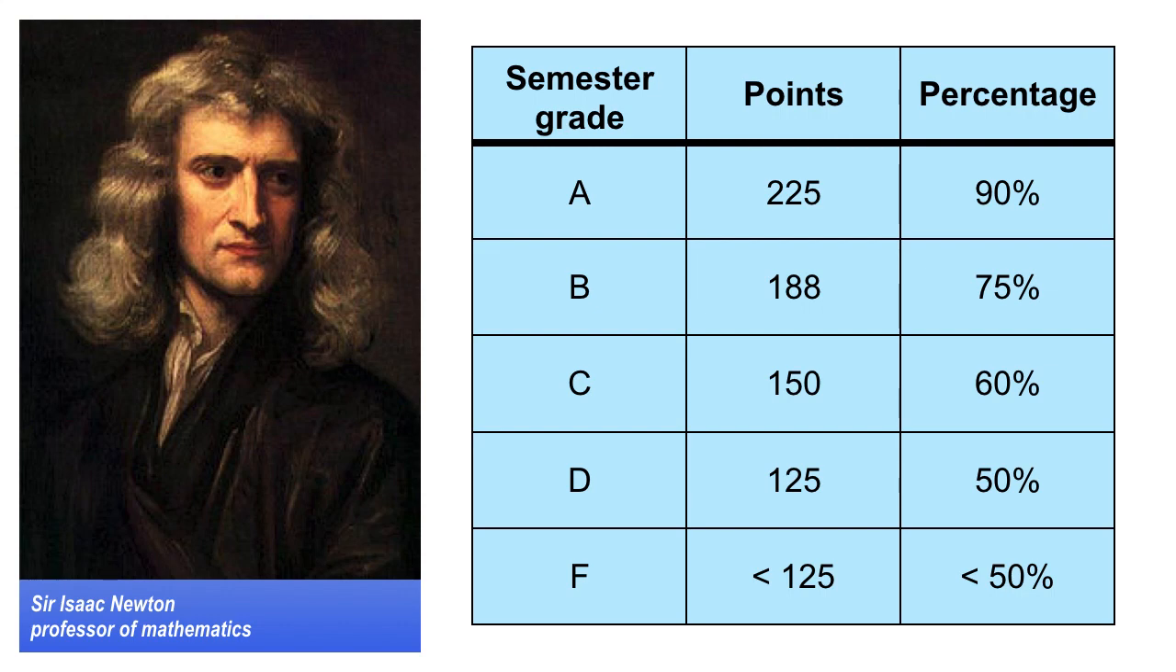For a B, you have to get 188 points or more. For C, 150 points or more. For D, 125 points. That's 50% of the possible points or more, and you'll have a D. And then if you have below that, you'll have an F.